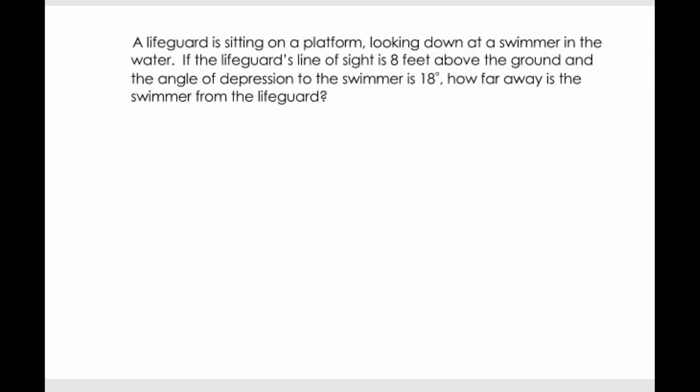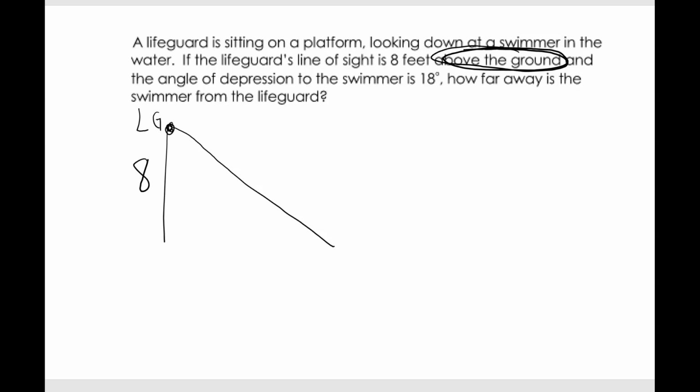Next, a lifeguard is sitting on a platform looking down at a swimmer. So the lifeguard's up here. He's looking down at the swimmer. If the lifeguard's line of sight is 8 feet above the ground, if you're talking about above the ground, you're referring to this right here. And the angle of depression is 18 degrees. So the angle of depression would be this.